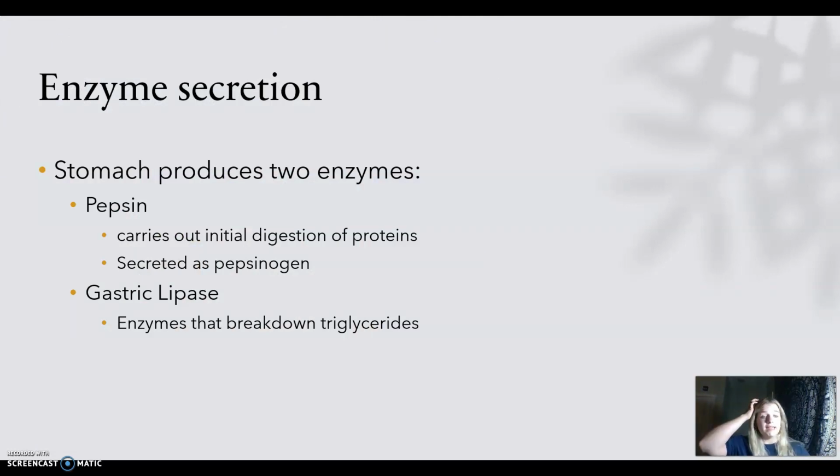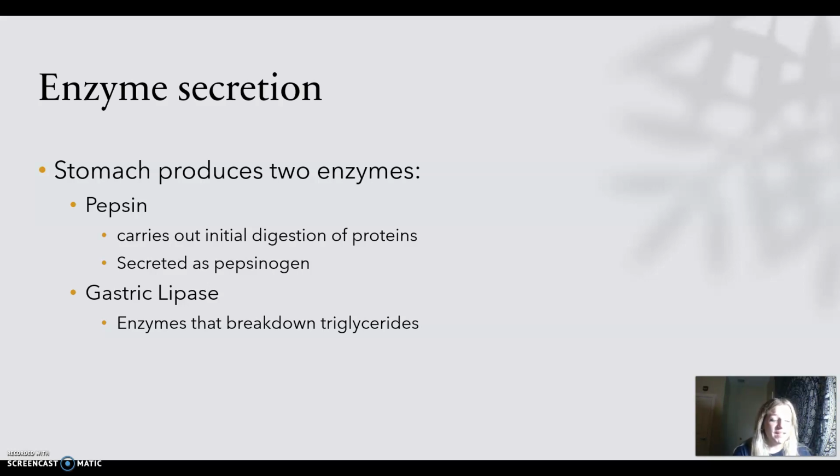So the next slide is enzyme secretion. The stomach produces two enzymes. So pepsin carries out initial digestion of proteins. It's very effective on collagen, so very important when digesting meat. And it's also secreted as pepsinogen.